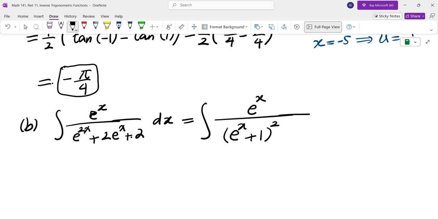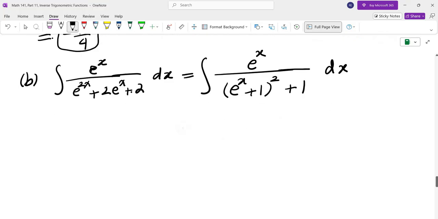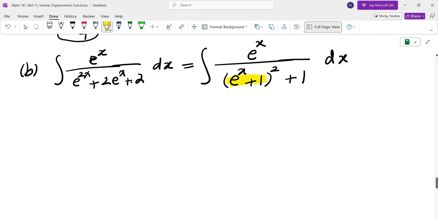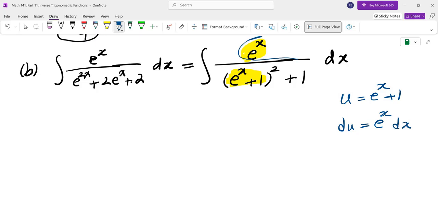So the bottom becomes (e to the x plus 1) squared. (e to the x plus 1) squared is e to the 2x plus 2e to the x plus 1. So we are missing 1 plus 1 here. So this is what we get. Now, if you notice, the derivative of e to the x plus 1 is e to the x, which is up there. So we can use a u sub for e to the x plus 1. So du is going to be e to the x dx. So this portion is in fact du.